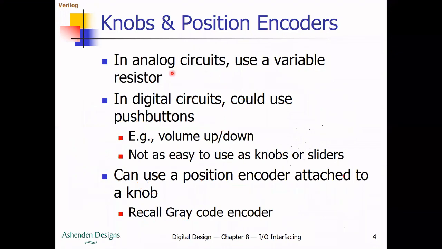You understood what a variable resistor is, what a push button is, and what a knob is. We'll see how a knob is used in our day-to-day life. Volume up and down is an example. It is not easy to use a knob or a slider. It is very difficult. You have to design it using a position encoder attached to the knob. What is a position encoder? We'll see here. Can we use a position encoder attached to a knob?